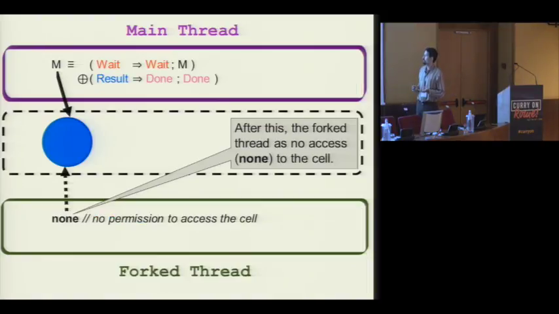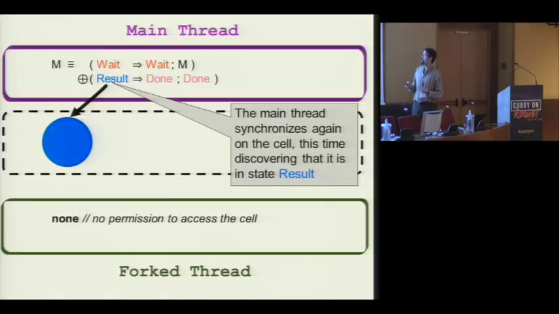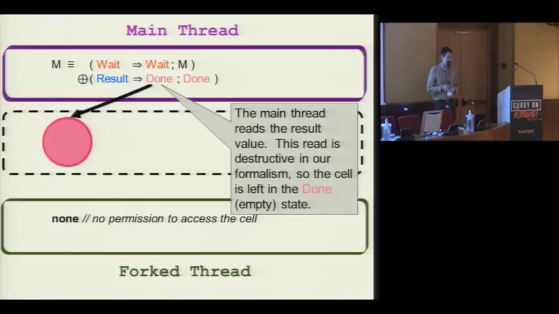What does the none protocol mean? It basically means the forked thread won't access the cell anymore. So that's a way of saying that it gives up ownership. Now, of course, if the main thread comes back, it'll synchronize on the cell, discover that it's in state result, and it can go and read the contents of the cell.